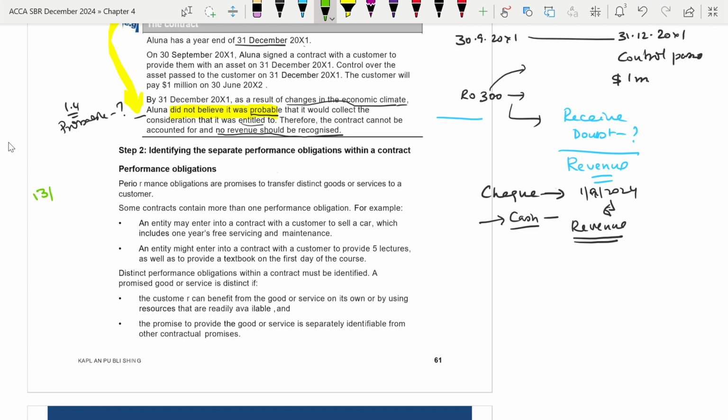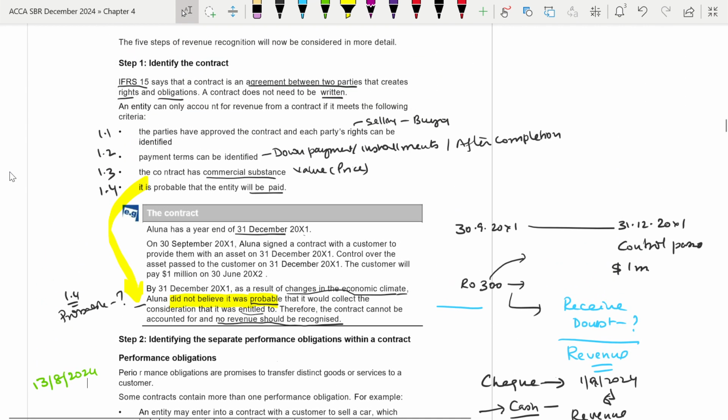13th August. What we did yesterday, in the last session, we have done the 5 steps. The first step we have done, what is the first step? It is the contract, whether the contract is valid or not valid, is it right?